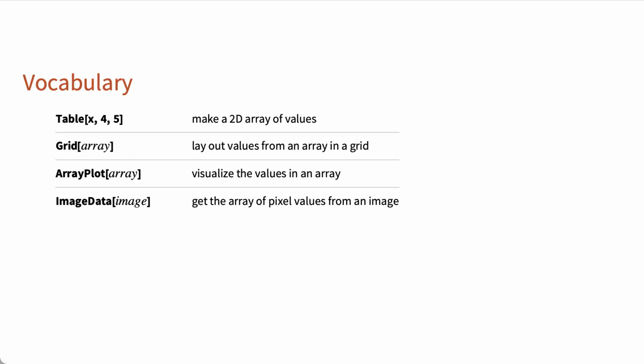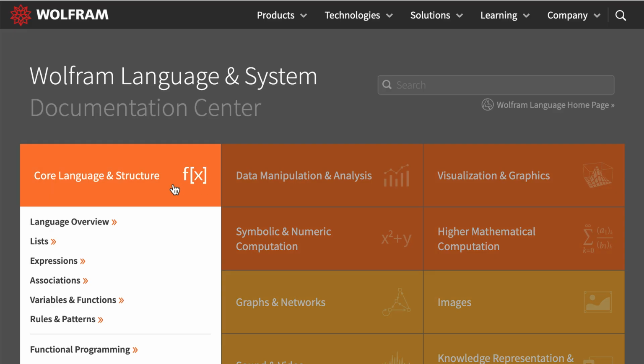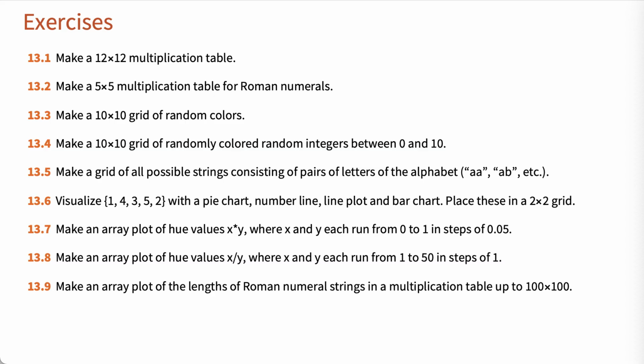To summarize, here is the programming vocabulary from this section. The examples included using an additional argument in table to get a list of lists, using the grid and ArrayPlot functions for displaying arrays, and using the ImageData function to get the array of pixel values for an image. You can find more information about arrays by opening the Wolfram Language and System Documentation Center, clicking the Core Language Instructor button, and choosing Lists from the menu that pops up, which brings up this guide page with links to information on all of the functions that came up in the section, and information on other functions for working with lists. Here are the exercises from the end of this section.